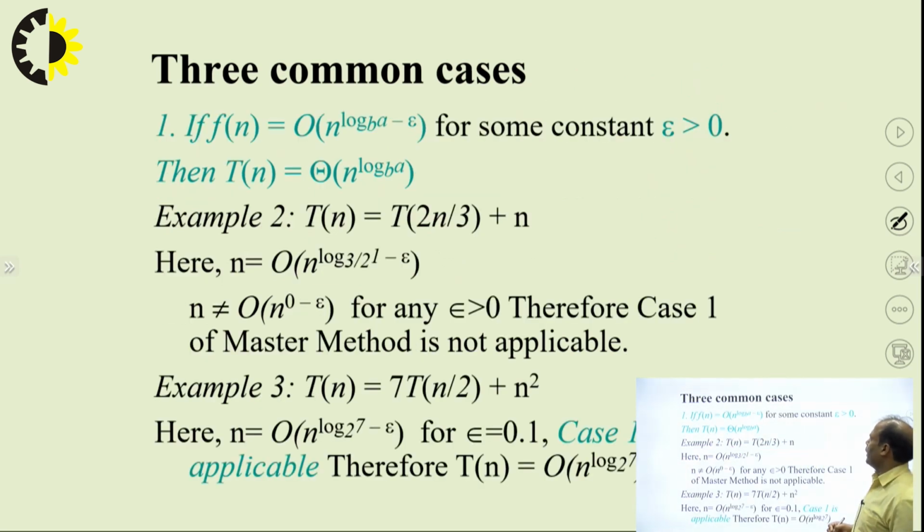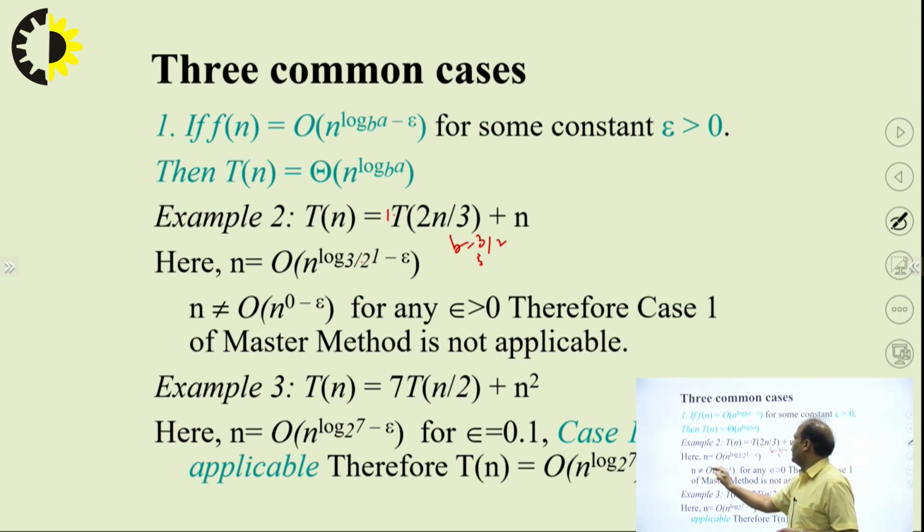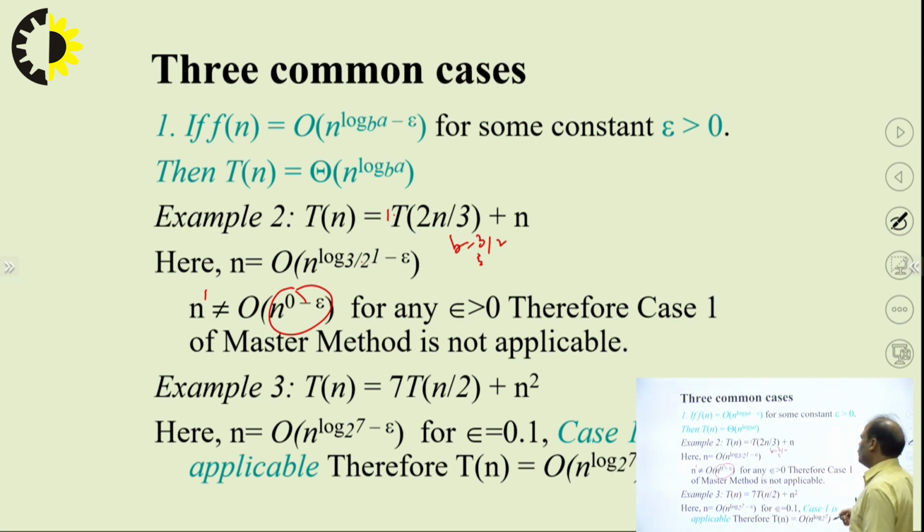Consider another example, number 2. Look at here, Tn is n, and n to the power log A is n to the power log 1 base 3 by 2. B is 3 by 2 over here. So what will happen? Log 1 of any base is equivalent to 0. So now the left hand side is n and this is n to the power 0 minus epsilon. We know that n cannot be less than or equal to this value. So therefore, master method case 1 is not applied over here.